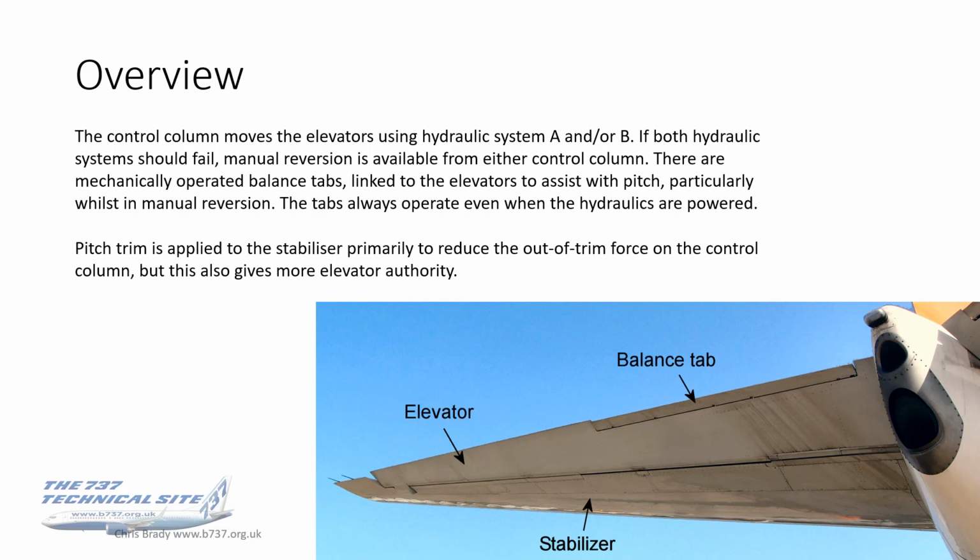Okay, so big picture overview. The control column moves the elevators using hydraulic system A and or B. If both hydraulic systems fail, then manual reversion is available from either control column. There are also mechanically operated balance tabs linked to the elevators to assist with pitch, particularly useful whilst in manual reversion. The tabs always operate even when the hydraulics are powered. Pitch trim is applied to the stabiliser, primarily to reduce outer trim force on the control column, but it also gives more elevator authority. Okay, so that's the overview. Let's start taking a more detailed look.